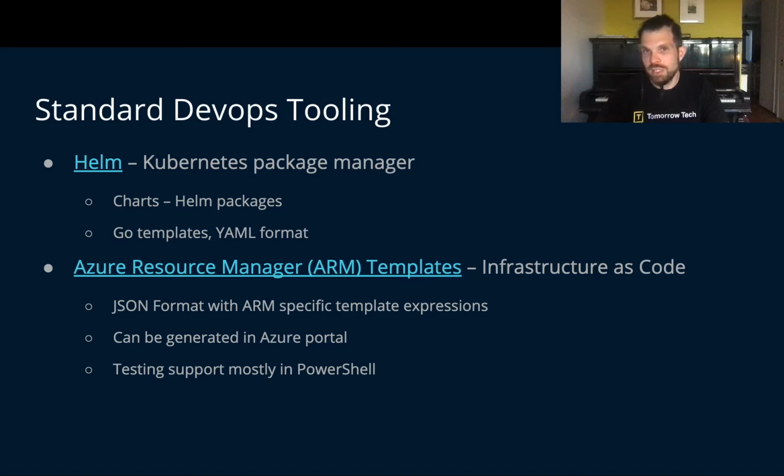Helm is the Kubernetes package manager, which uses Helm packages from Helm charts and Go templates in YAML format to describe what should be up and running in what environment. And the ARM templates are the Azure infrastructure as code solution. They are basically files in JSON format which have specific template expressions that can be written as JSON strings. We call it JSON programming.